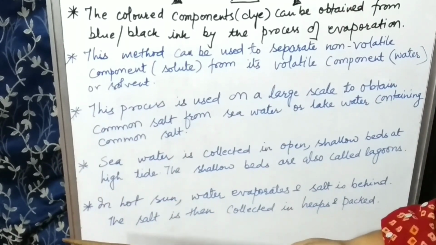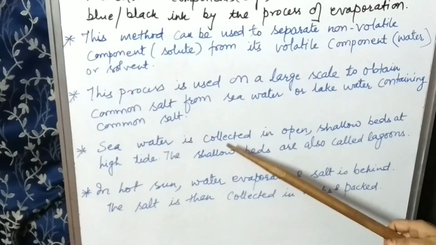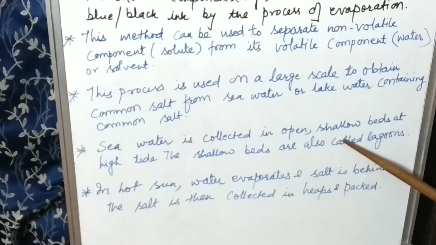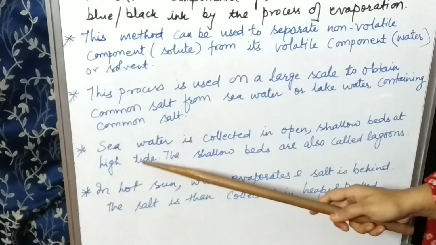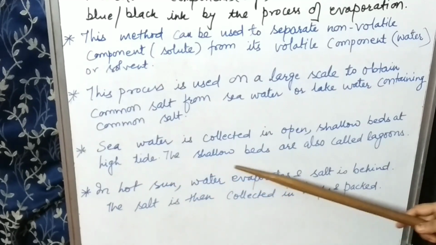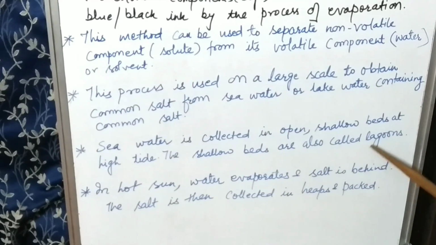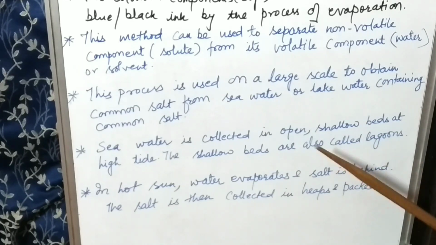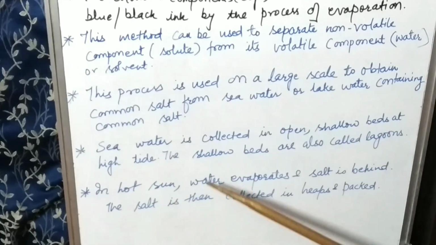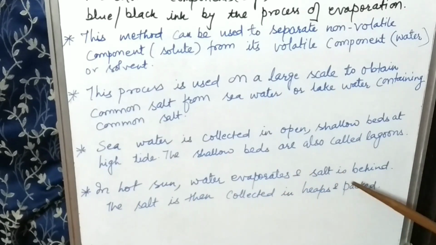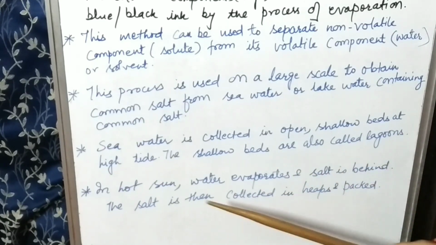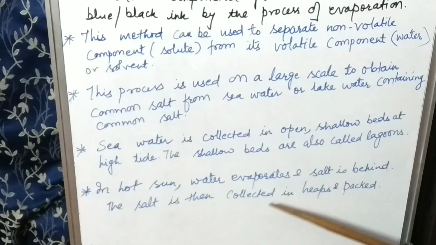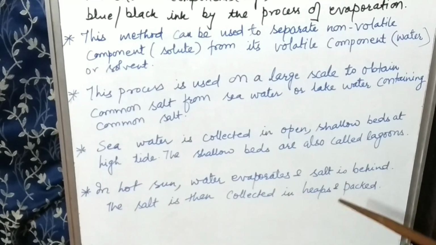Now how is it obtained? Sea water is collected in open or shallow beds at high tide, and the shallow beds are also called lagoons. This you have studied in your geography also. So in the hot sun, water evaporates and salt is left behind. The salt is then collected in heaps and packed. So this is the use of this process.